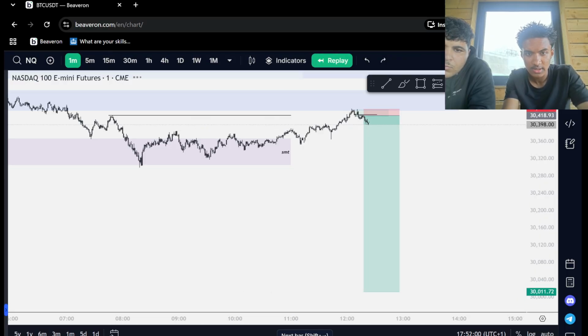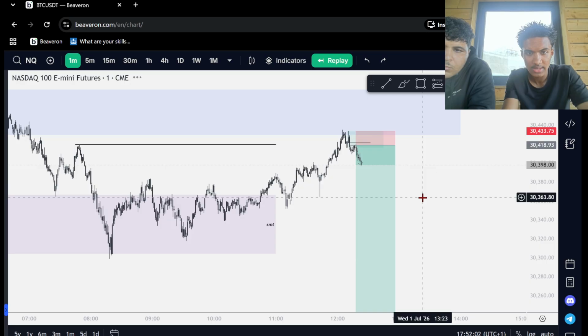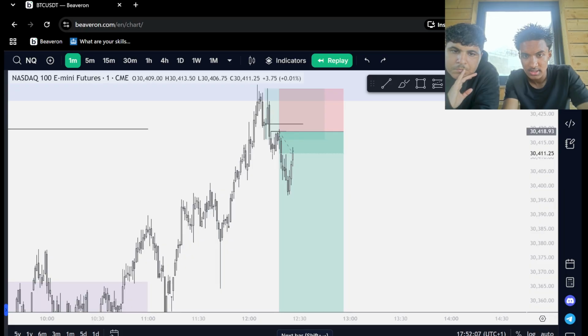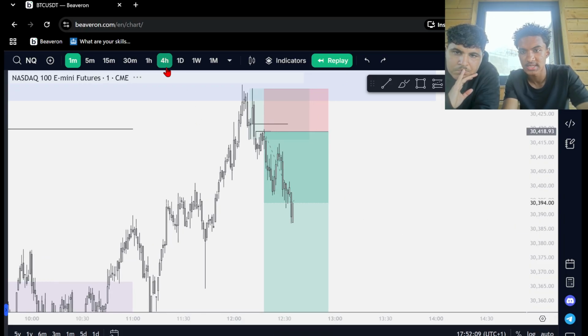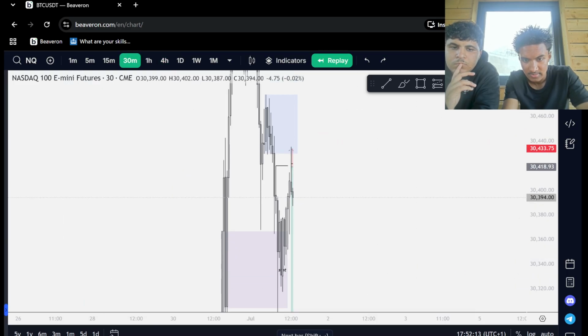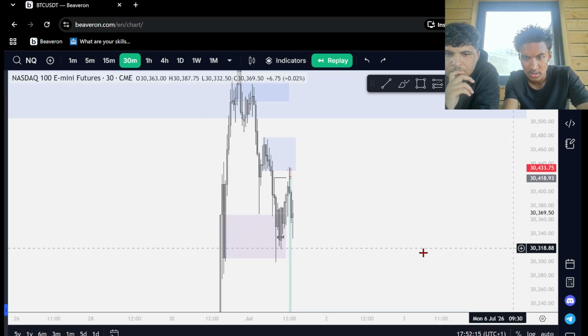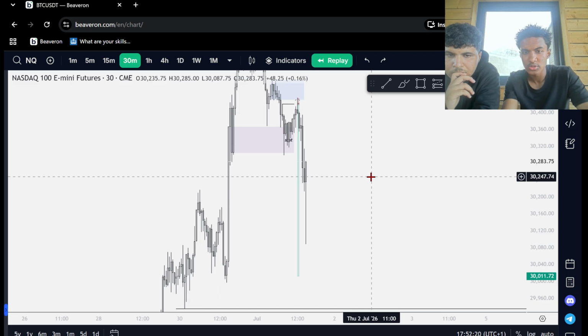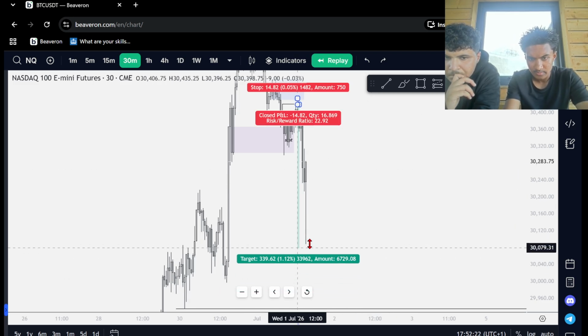So it taps into our gap, as you can see, where our limit was. Okay. Taps us in, and then we're off. And the rest goes on to hit TP. Let me just skip it on a higher time frame so you guys can see. As you can see, there we go. And boom.